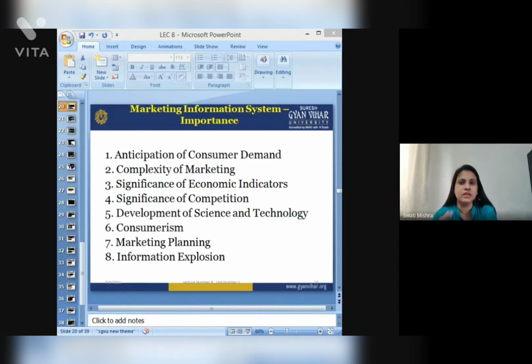Then the third is the significance of economic indicators. The forces of demand and supply are constantly changing, and they determine the prices and general market conditions also. In a wider and complex economy, these fluctuations in demand, supply, and prices are tremendous. So, marketers must have the latest information on the changing trends of supply, demand, and prices. And for this purpose, they rely on the market reports and other market intelligence services which are provided by the MIS.